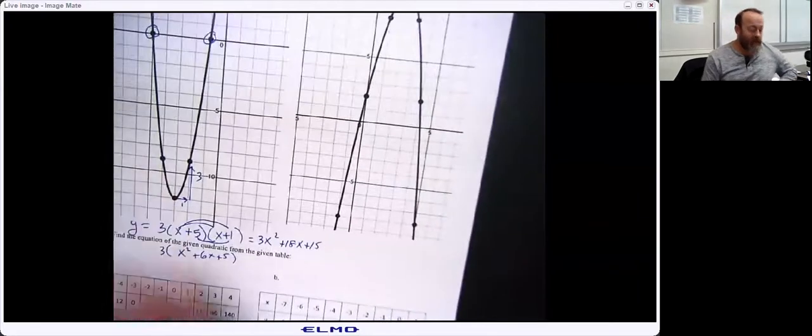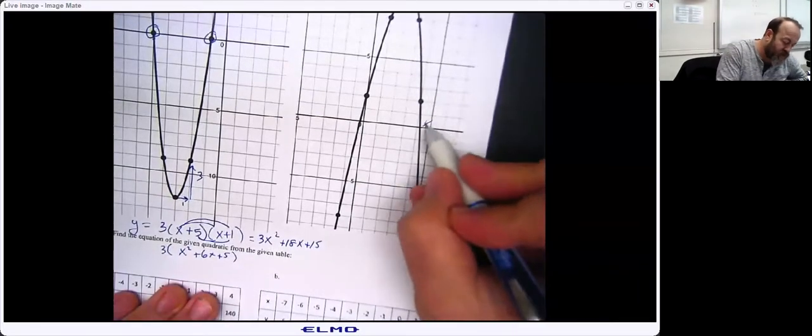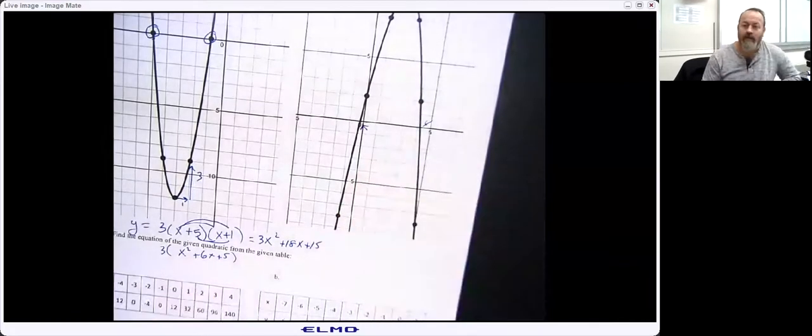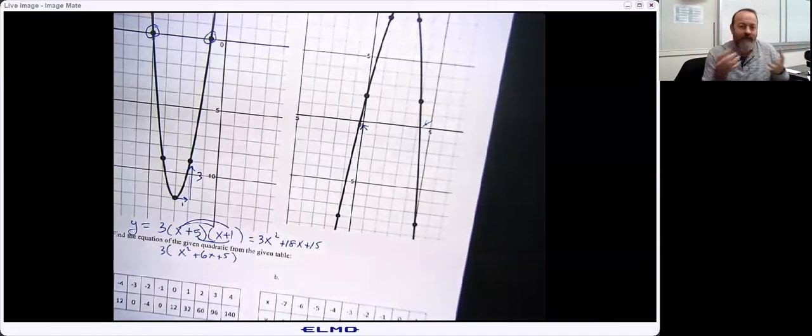Now, when we look at letter B, something bad happens. You'll notice these two values are not easy to see, are they? I can't tell where it crosses the x-axis. So factoring doesn't help me. I don't have these nice, easy values. So we're going to go with the other version.